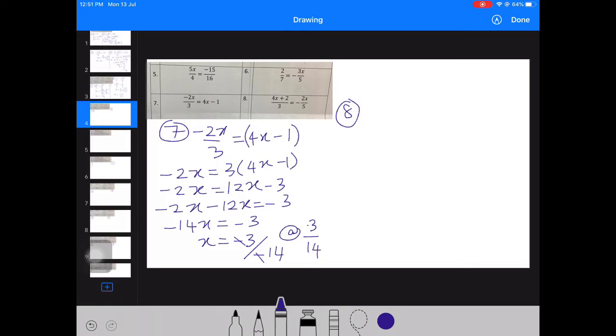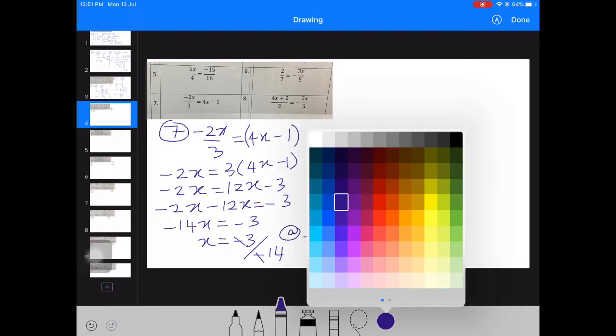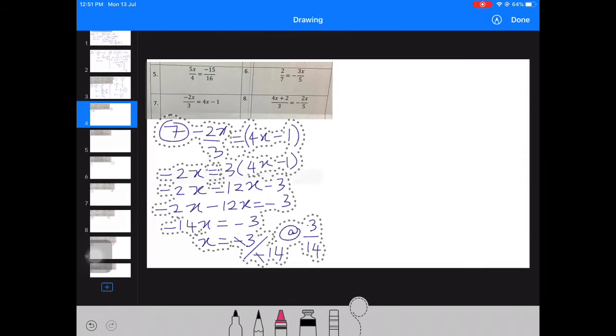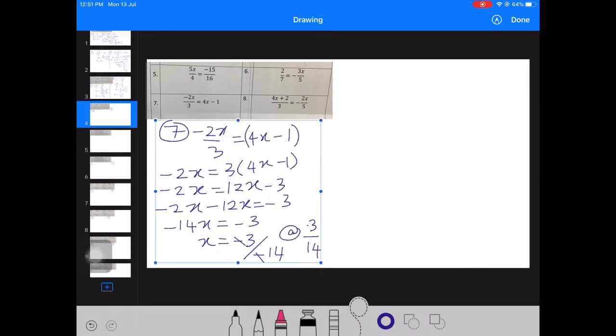Okay, I'm going to show you another way of doing it, so we can erase number 8 for a while. Let's use a different color. Wait a minute. I'm going to resize this.